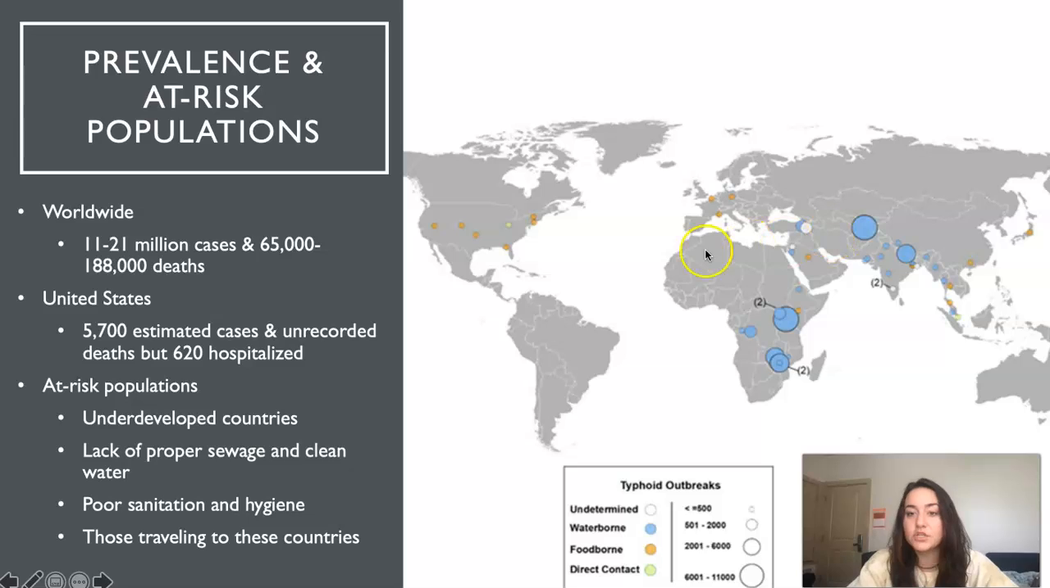As you can see in this picture, Africa and Southern Asia are the main areas of prevalence for typhoid fever. The blue means that it's waterborne, so this is why proper sewage is so important and having clean water. But there are also little areas of foodborne, even in the United States, which is the orange part. And then there are a few areas in the U.S. of direct contact. And the direct contact in the U.S. was probably a U.S. citizen traveling to one of these underdeveloped countries and then bringing it back.